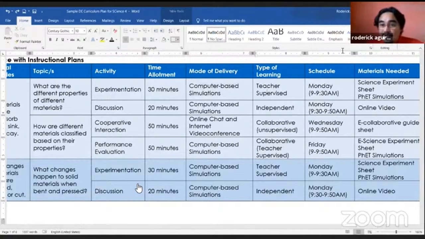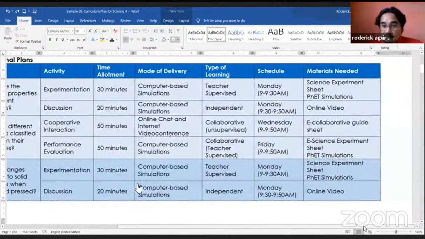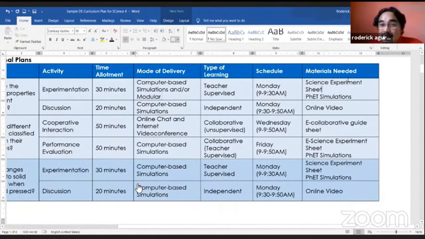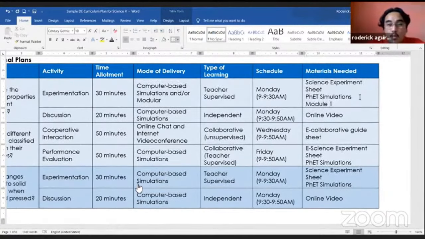And then ano po ang materials needed? Science experiment sheets, and PhET simulations. So nakalagay po doon ay computer-based simulations. Okay? Ngayon, yan po ay based sa, lahat naman ng estudyante ko mayroong computers. Paano kung wala? Then maglalagay po ako dito ng "and/or modular." Meron ka na dito, tamang-tama, science experiment sheets. Or ilalagay mo dito, dahil may modular ka, module 1.